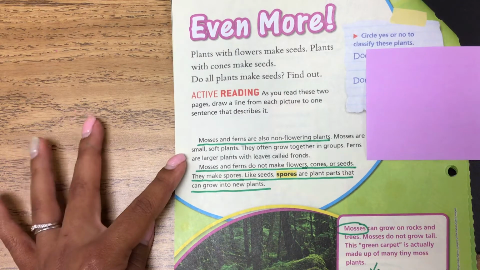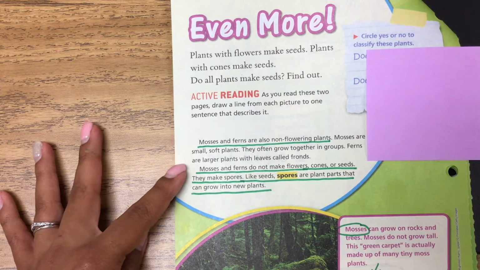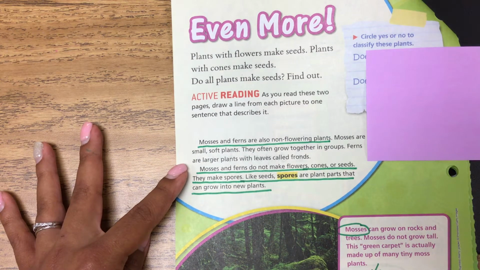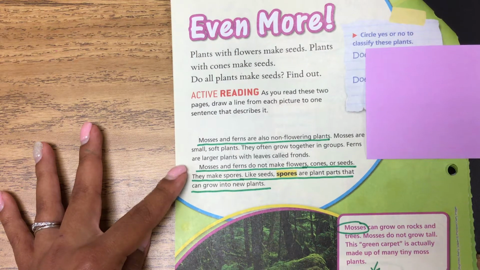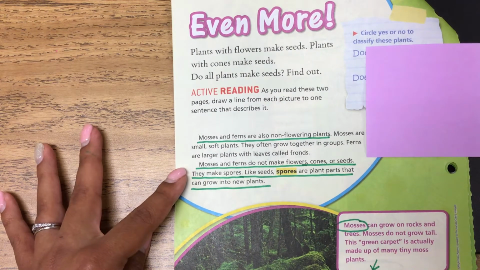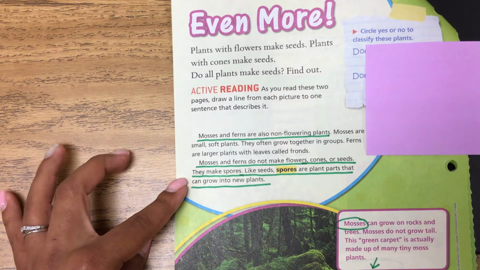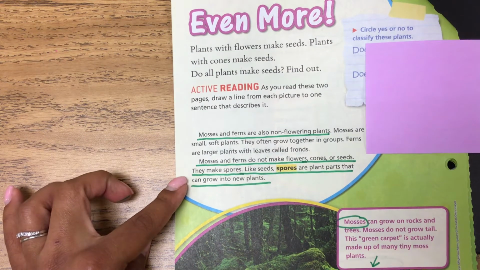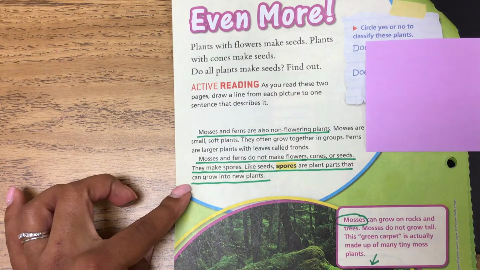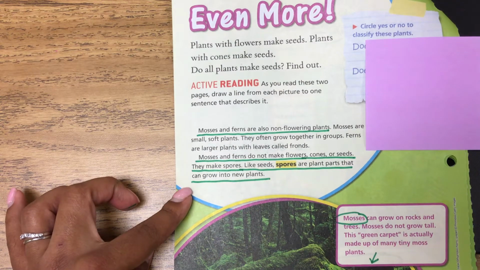Mosses are small, soft plants. They often grow together in groups. Ferns are larger plants with leaves called fronds. Mosses and ferns do not make flowers, cones, or seeds. They make spores. Like seeds, spores are plant parts that can grow into new plants.